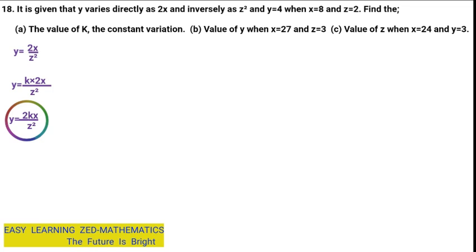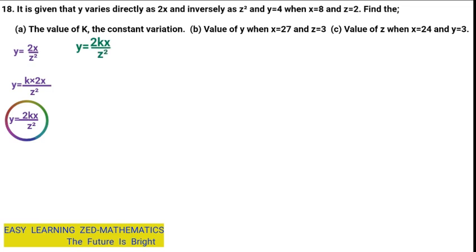Immediately you have got different numbers, then it will be dangerous for you. Okay, so let's come to question A. The value of k, the constant variation. We are going to use the same formula, which is y is equal to 2kx over z squared.